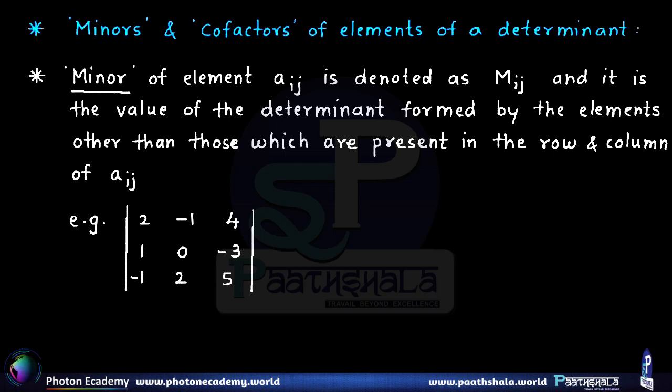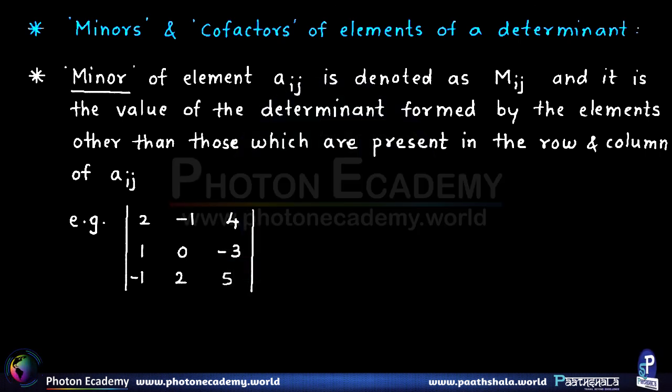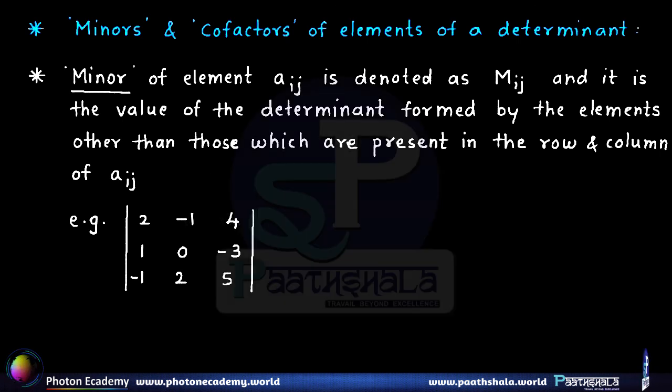Now let us study the minors and cofactors of elements of a determinant. Minor of element Aij is denoted as Mij, and it is the value of the determinant formed by the elements other than those which are present in the row and column of the element Aij. So let us see an example of how we can calculate the minor.